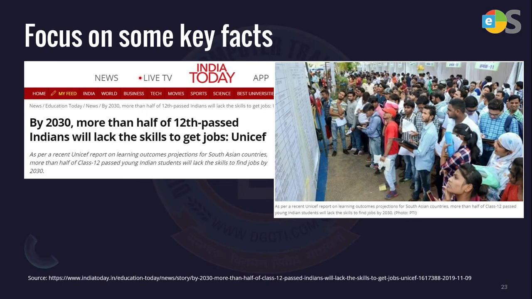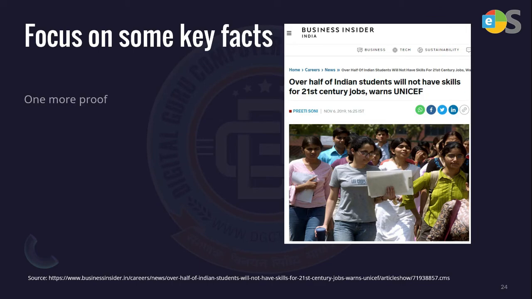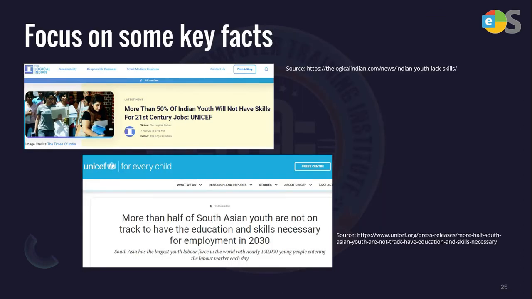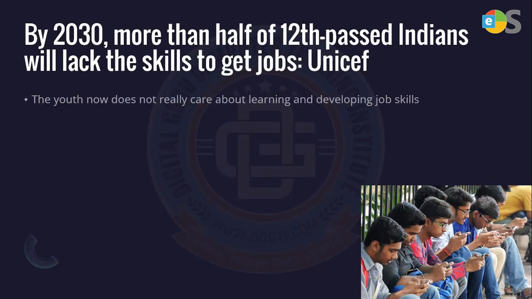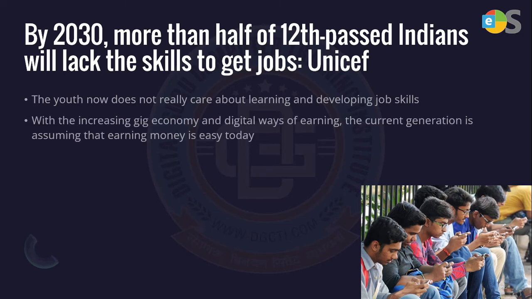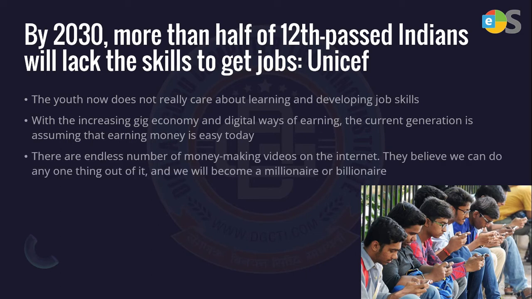By 2030, more than half of 12th passed Indians will lack the skills to get jobs. This is what UNICEF said. Why are they saying this with so much confidence? It is because the youth now does not really care about learning and developing job skills. With the increasing gig economy and digital ways of earning, the current generation is assuming that earning money is easy today. There are an endless number of money-making videos on the internet. They believe we can do any one thing out of it, and we will become a millionaire or billionaire.